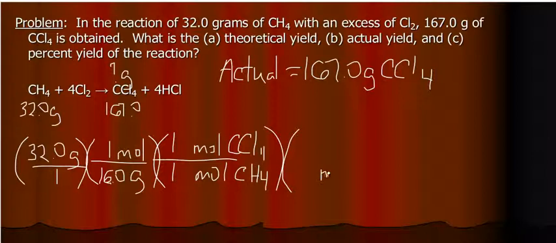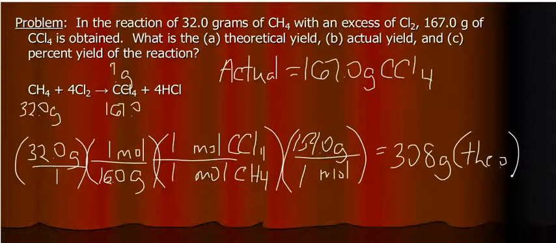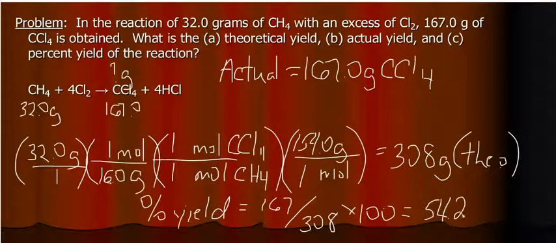Once I get to moles, go back to grams, and this will be my theoretical yield. The molar mass of CCl4, 154. So my theoretical yield is 308 grams. That's how much could theoretically be produced from 32 grams of CH4. But you will never get more than the theoretical yield. So the percent yield is simply how much I actually got, which is 167, divided by what I could have gotten if the reaction were 100% complete. Multiply by 100. The percent yield in this case, just a little over half, 54.2% yield for this reaction.